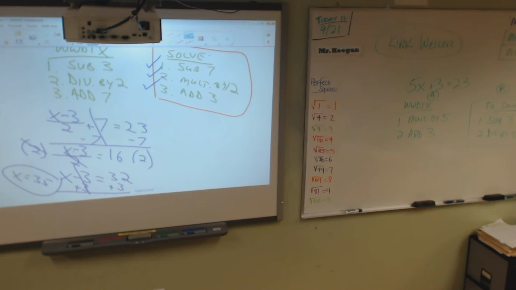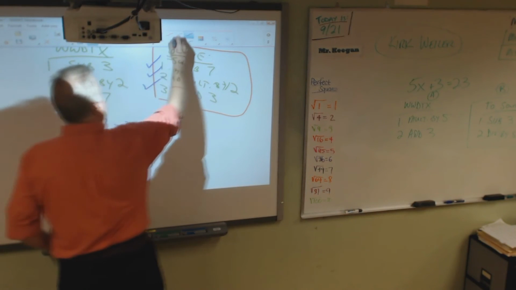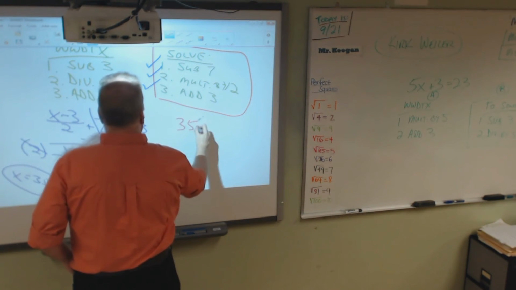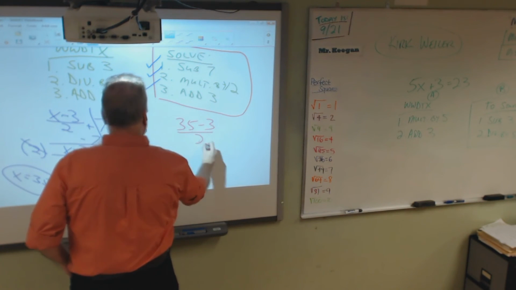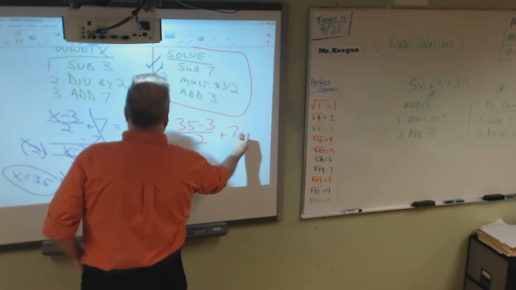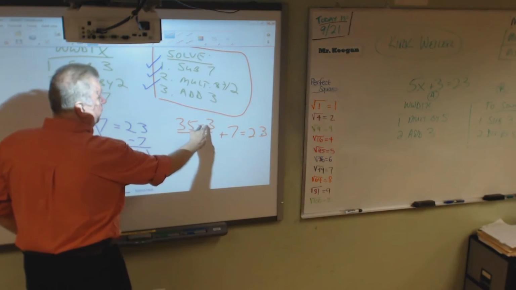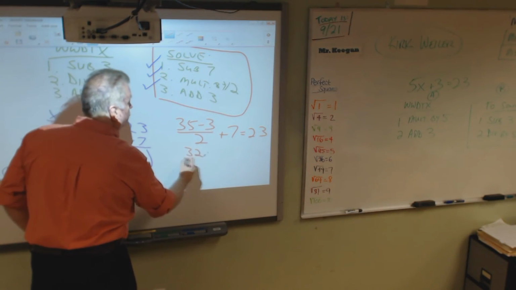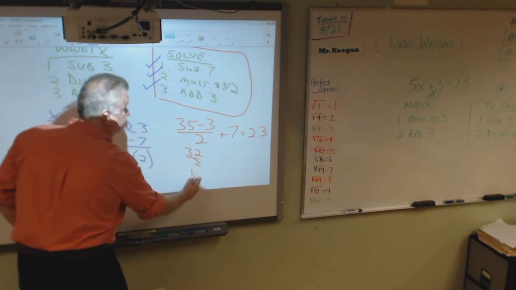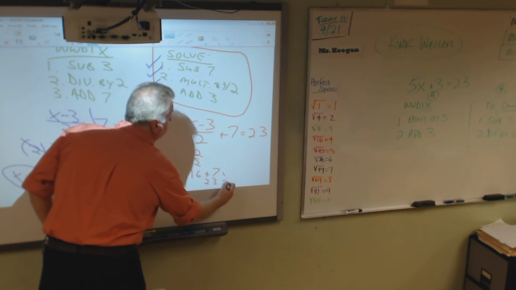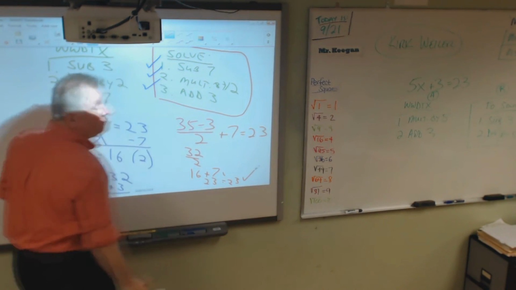And somebody tell me, how do we check this? Plug it back in, yeah, good. So it's 35 minus 3 divided by 2 plus 7 equals 23. What's 35 take away 3? It's 32. 32 divided by 2 is 16. 16 plus 7 is 23 equals 23, right? It actually works.